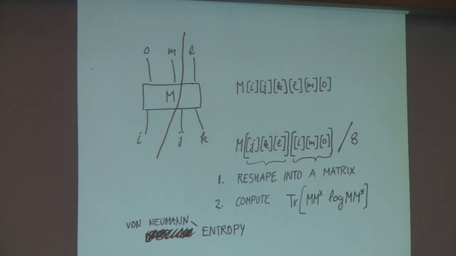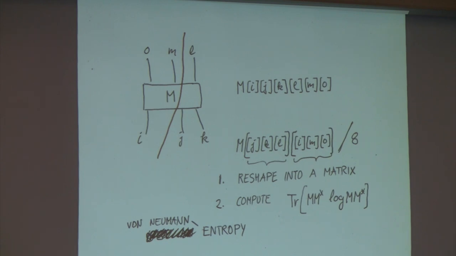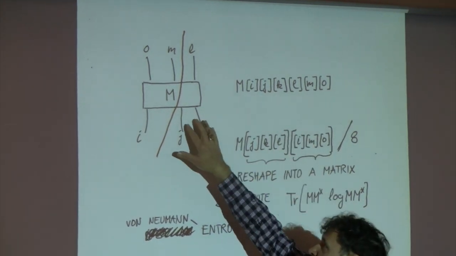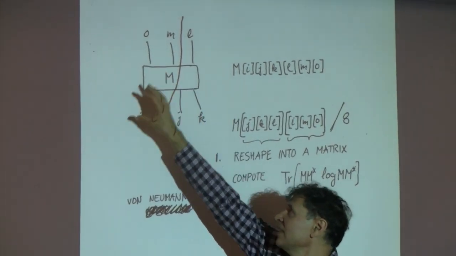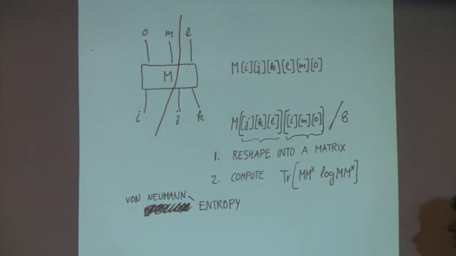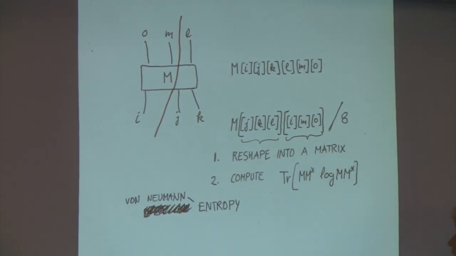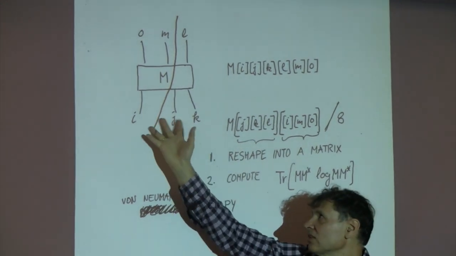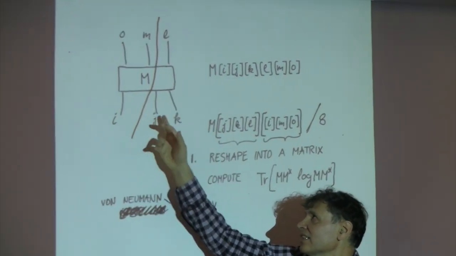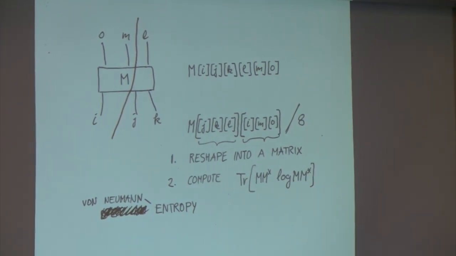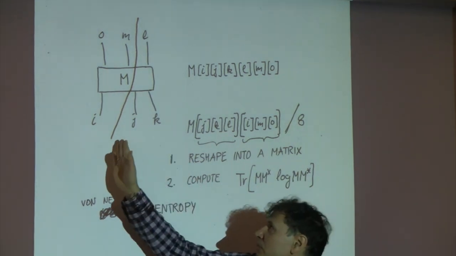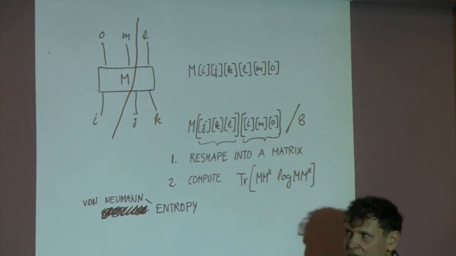And so this is how I went about it, that I can define how much information goes from, let's say, these three legs to these three legs sideways, and it is just computing the entanglement entropy. So I'm just looking at it as a six-legged tensor, and if I interpret it as a quantum state, what is the entanglement entropy through this cut?